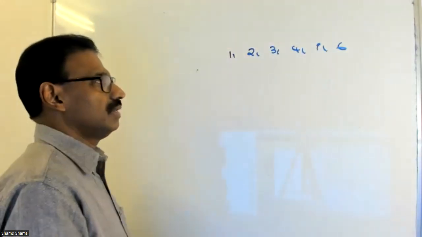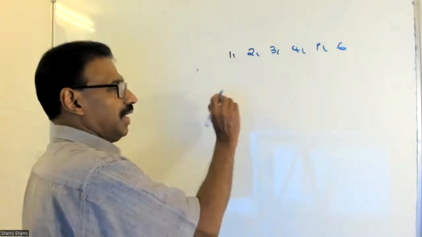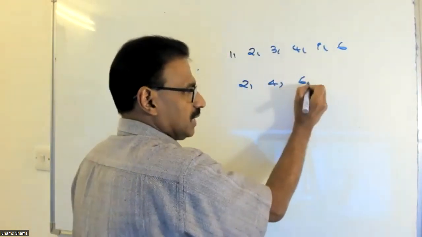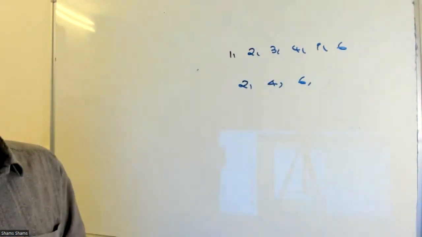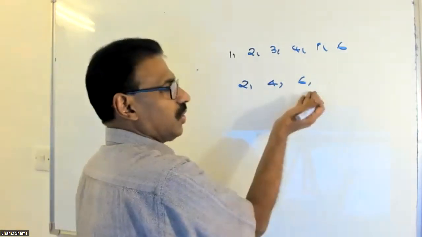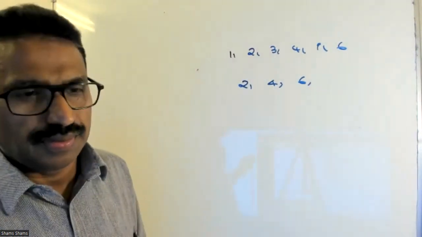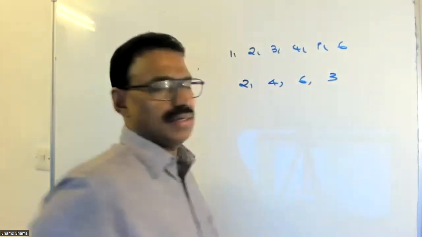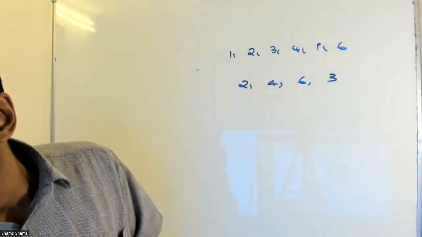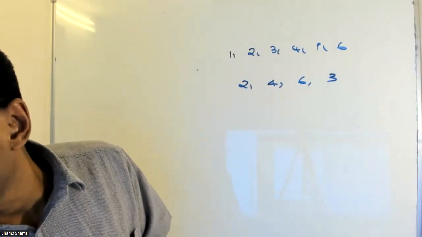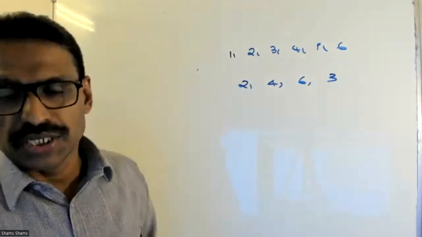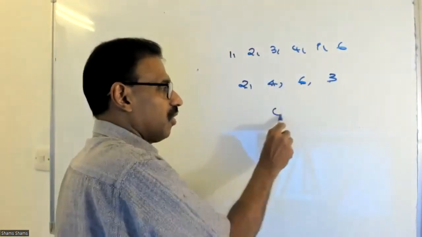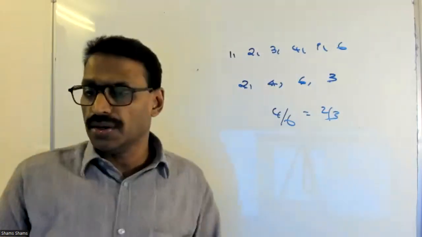Okay, which are the numbers? Listen, first you list all the even numbers: 2, 4, 6. Then multiple of 3 is what? 3. Why not 6 here again? Because 6 is already there. So that means 1, 2, 3, 4. 4 by 6 equal to 2 by 3. Are you okay? Clear or not?